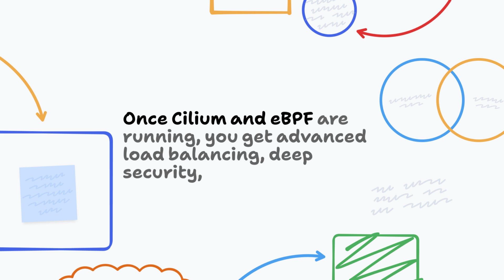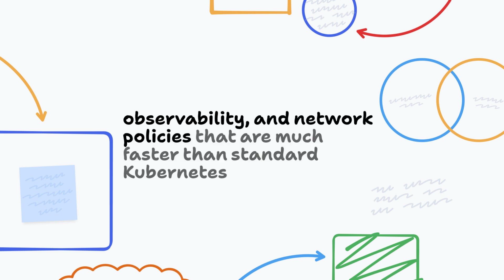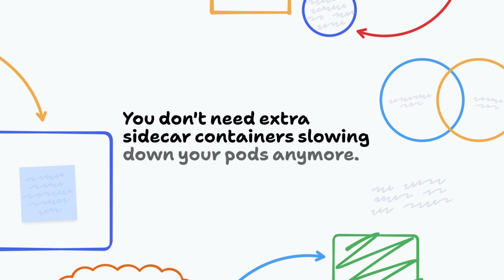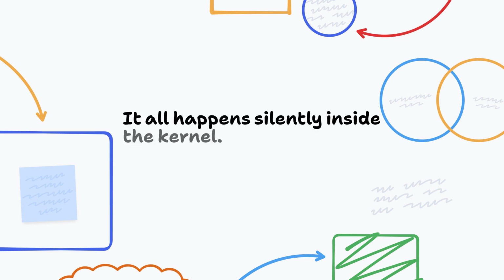Once Cilium and eBPF are running, you get advanced load balancing, deep security observability, and network policies that are much faster than standard Kubernetes setups. You don't need extra sidecar containers slowing down your pods anymore. It all happens silently inside the kernel.